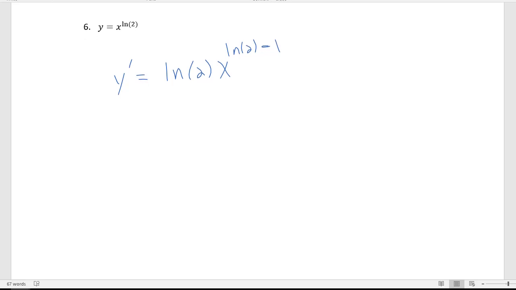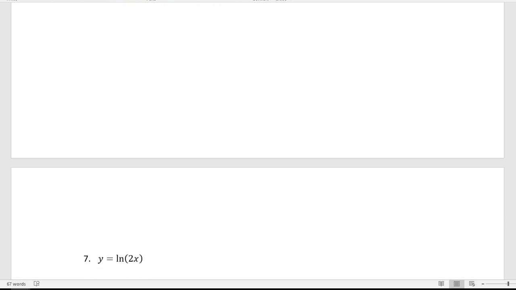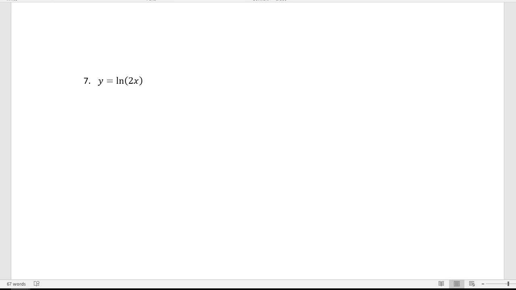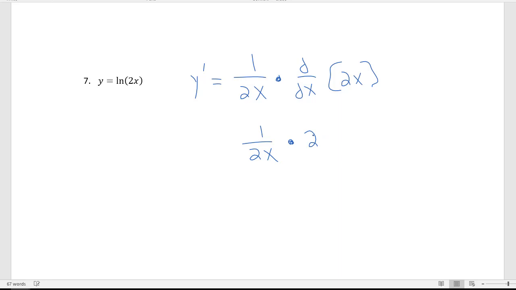All right, now let's take a look at number 7 that we had here. If I'm differentiating ln of 2x, again, this is just ln of a function. So I'm doing the logarithm rule formula, if you will. The ln of blah is going to be 1 over the blah times the derivative of the blah. The derivative of 2x is just 2. And then in this case, the 2's will cancel out, and we're just going to get 1 over x as the simplified version.